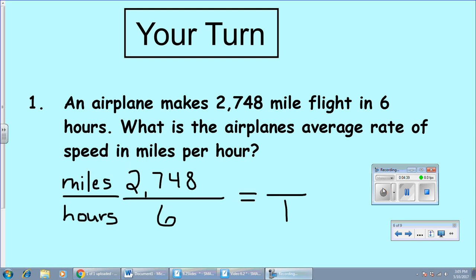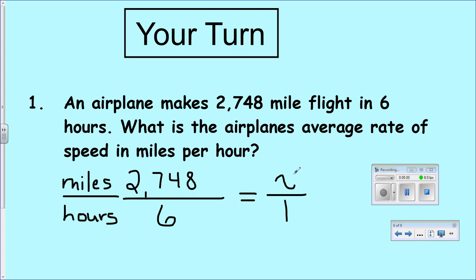So as you can see, I wrote out my miles per hours. I wanted to show what units we are comparing, and it usually helps me stay organized if I write out miles and hours, and then I fill in the numbers that associate with the units. So we have 2,748 miles in 6 hours is how many miles in 1 hour.